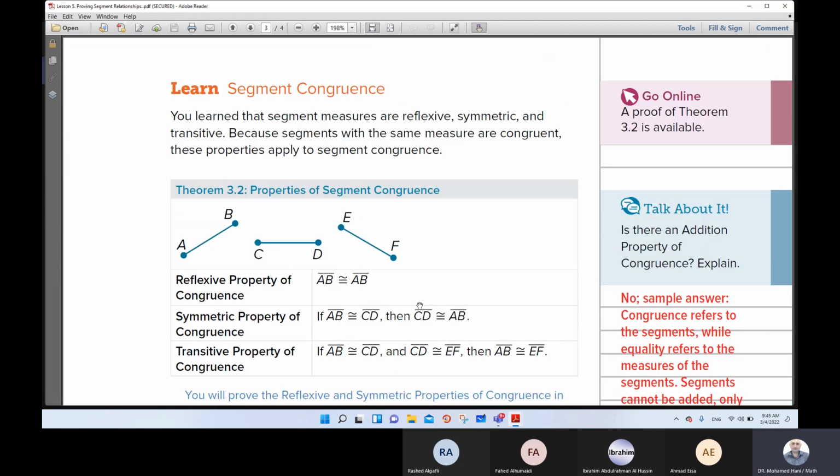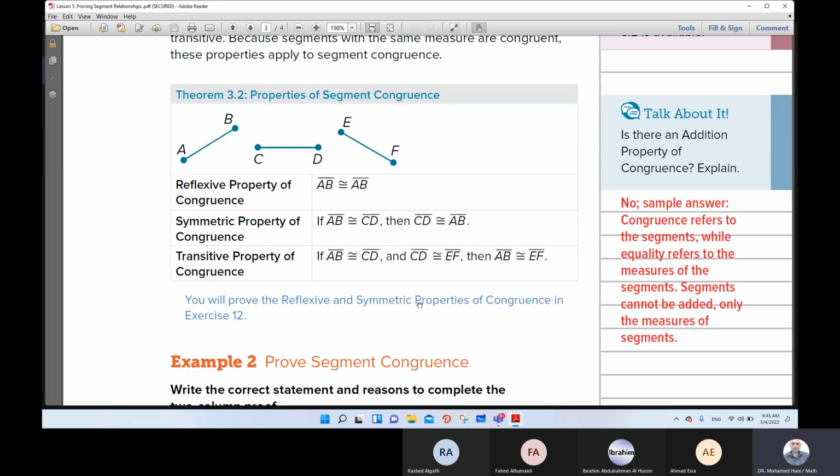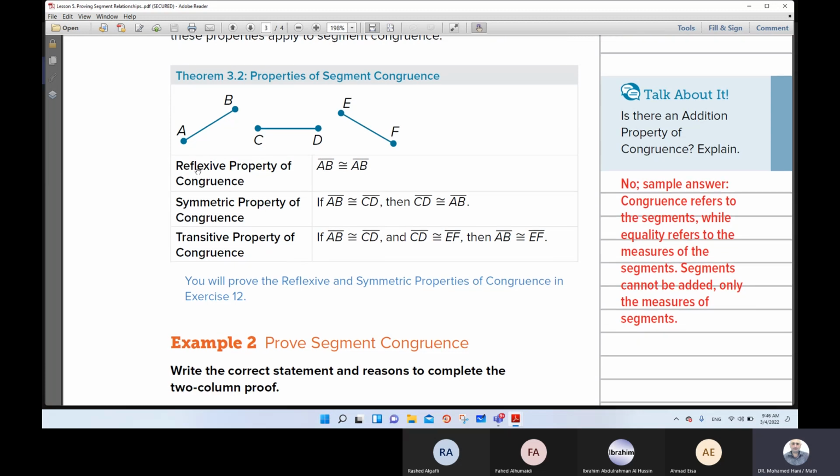The second idea, segment congruence. Theorem 3.2, properties of segment congruence. We have the 3 properties. The first property is the reflexive property of congruence. If we have segment AB, segment AB is congruent with itself, meaning segment AB congruent with segment AB.